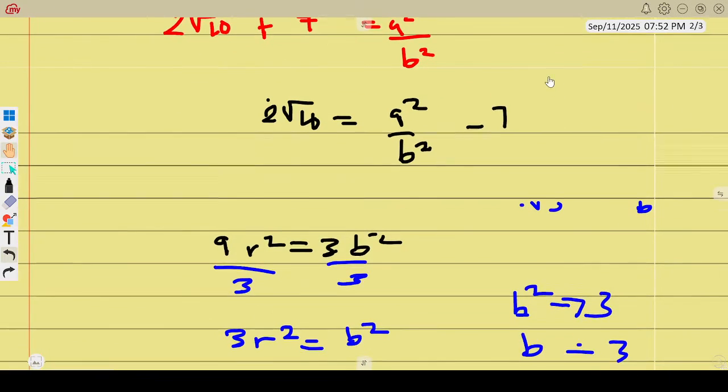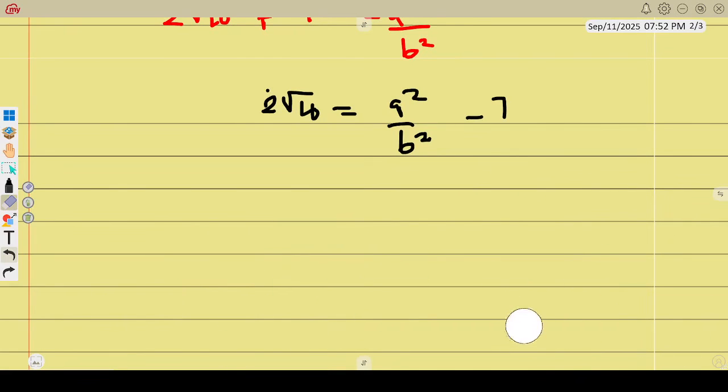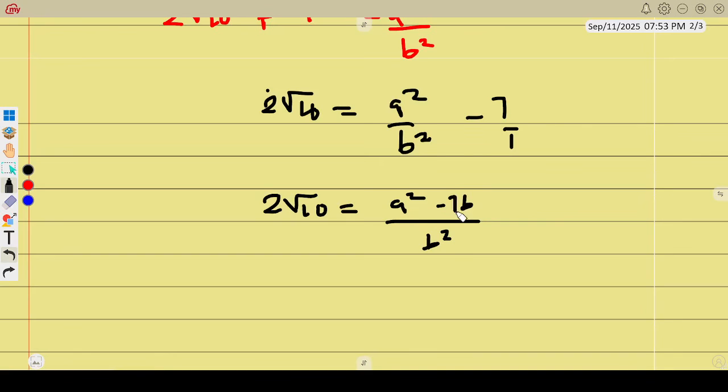Yeah, and then from here, oh, still have unfinished business here. And then from here we can just make this a single fraction. So we say square root of 10 is equal to, so here meaning we have over 1. So common denominator b squared, a squared minus 7b squared. So how to make a single fraction? Just b squared times 1 is b squared, 1 times a squared, b squared times 7 is 7b squared.